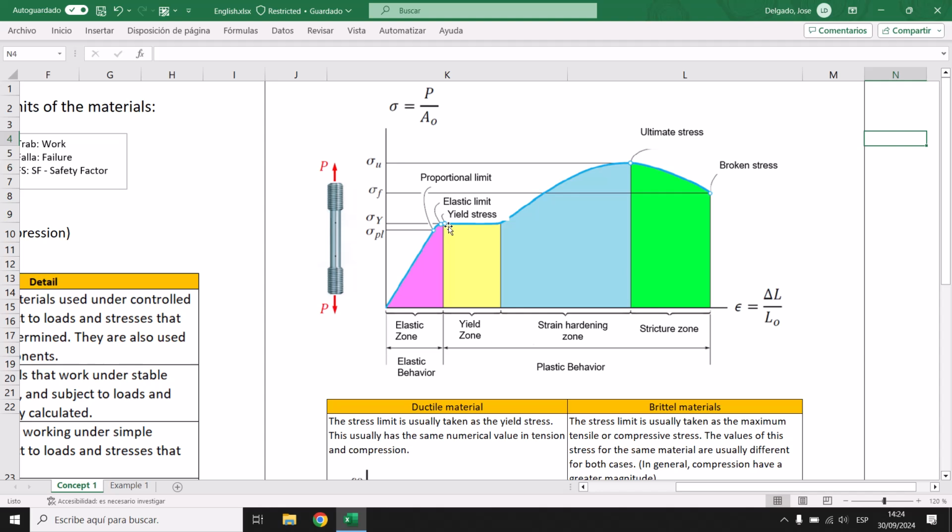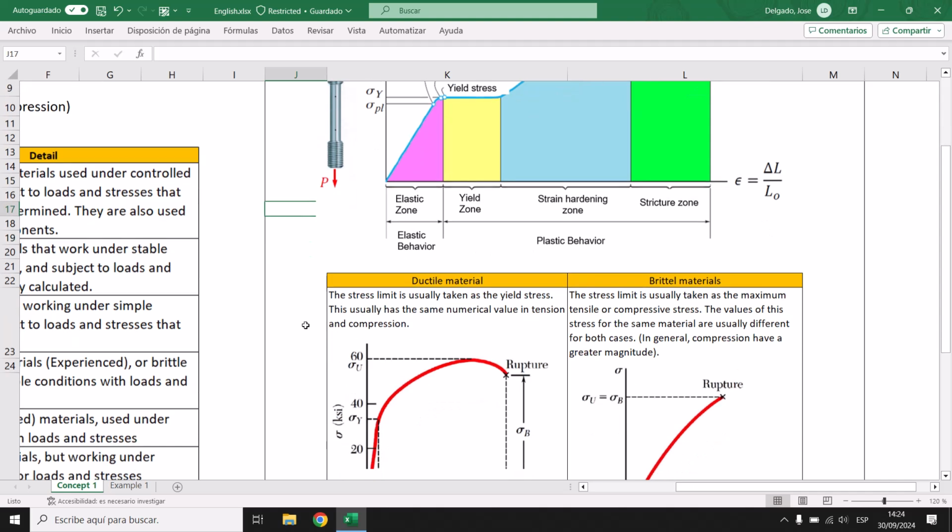And then, if you continue increasing the forces, in this case for tensile, the curve is gonna keep increasing until the ultimate strength, and then to the broken stress. As you can see, the broken ultimate stress. So try to use this for your work.